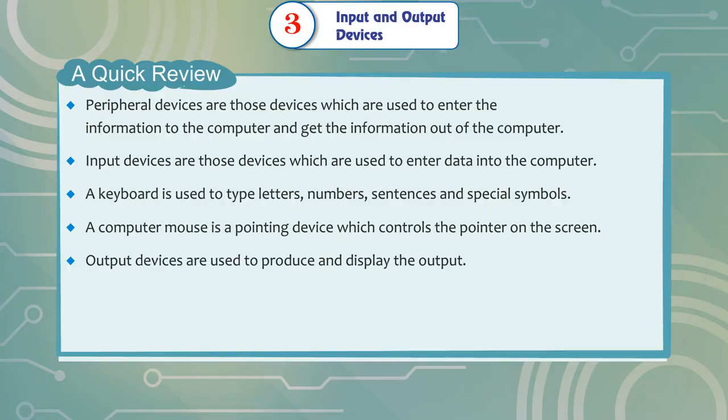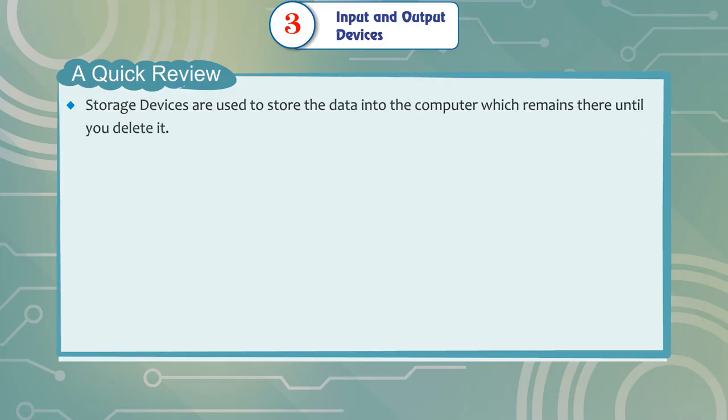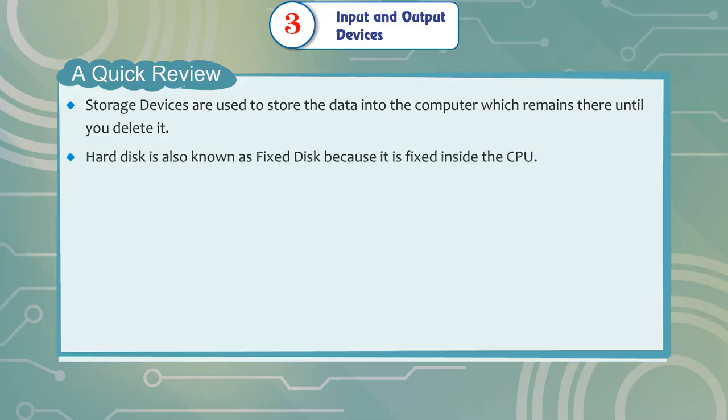Output devices are used to produce and display the output. A monitor is an output device which produces the soft copy of an output. Headphones are used to produce sound. Storage devices are used to store the data into the computer, which remains there until you delete it. Hard disk is also known as fixed disk because it is fixed inside the CPU. Data is stored on the shiny side of a compact disk.